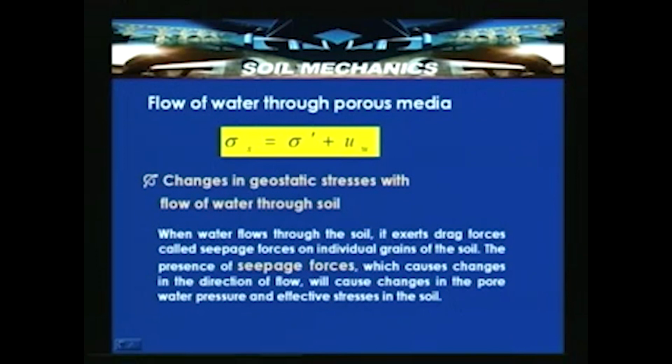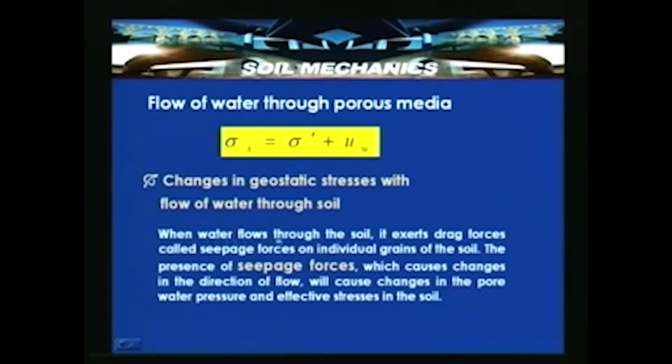So, let us look into the concept once again. Before looking into the flow of water through soils, we defined earlier Terzaghi's concept of effective stress: sigma, that is total stress, is equal to sigma dash plus UW, where sigma dash is the effective stress and UW is the pore water pressure. So, let us see the changes in geostatic stress with flow of water through soil.